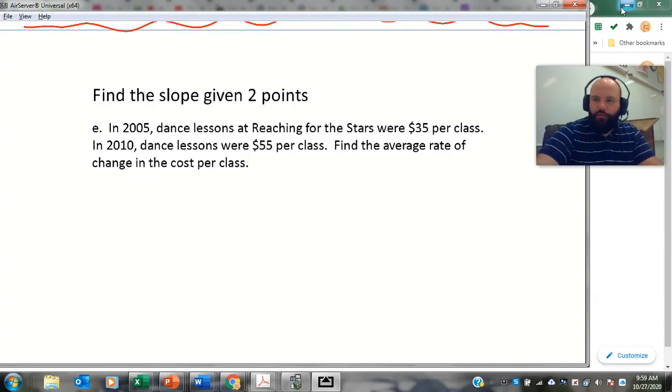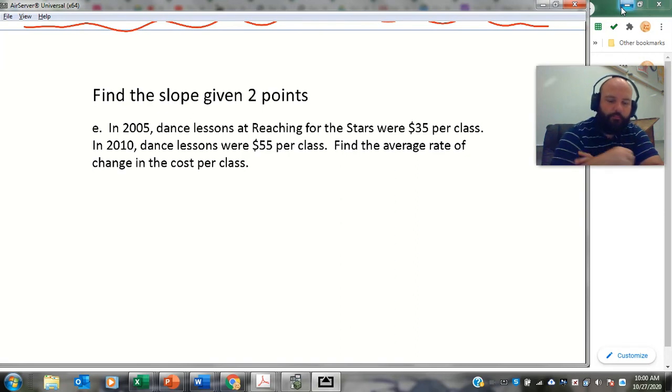So, we are going to continue our discussion in Chapter 3, Section 3, and I'm going to show you some application problems on how to find slope and then use that slope in the context of a real world problem. So let's get started. Today, it says in 2005, dance lessons at Reaching for the Stars were $35 per class. In 2010, dance lessons were $55 per class. Find the average rate of change in cost per class.